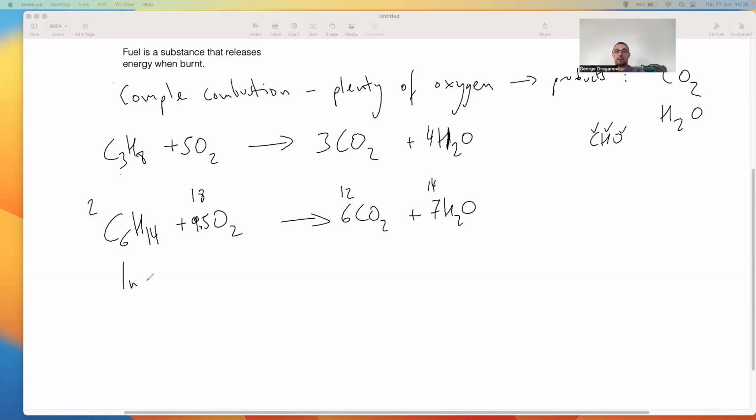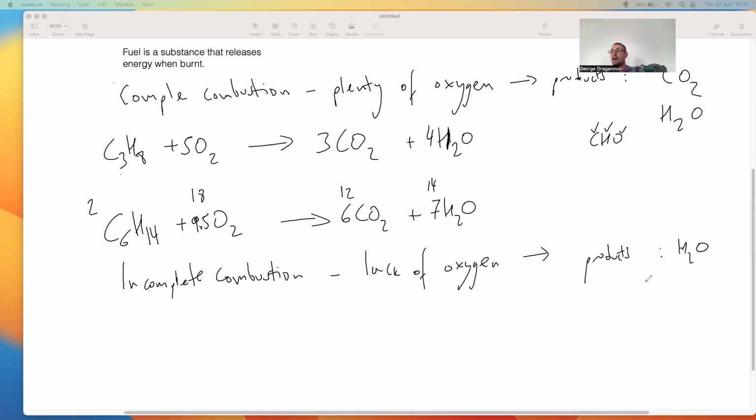Next, we need to look at incomplete combustion. The difference is that this occurs when there's a lack of oxygen. So there's not enough oxygen for the reaction. The products still include water, always, and/or carbon monoxide, CO, or just carbon, which is soot.